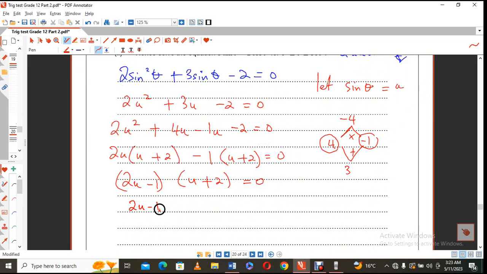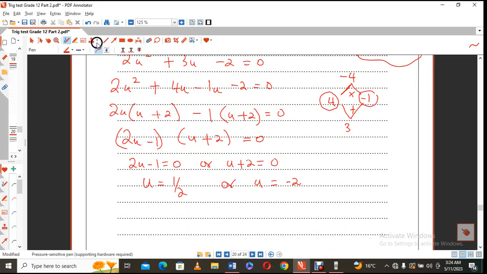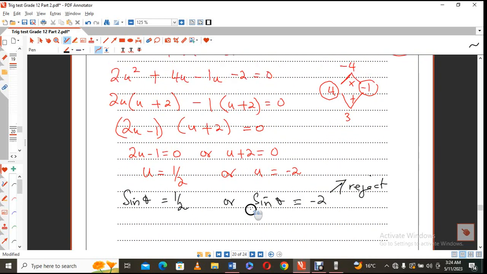Then this is 2u minus 1 is equal to 0, or u plus 2 is equal to 0. U will be 1/2 if you solve it, or u is equal to negative 2. But remember, from what I said before, sine theta should equal u. So I'm going to go back and replace that u with my sine theta. So this is sine theta equals to 1/2, or sine theta equals to negative 2. This one we have to reject because you can't have a sine of an angle bigger than 1, and 2 is a number bigger than 1. So I'm just going to work with sine theta equals to 1/2.